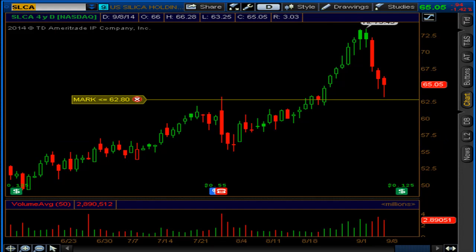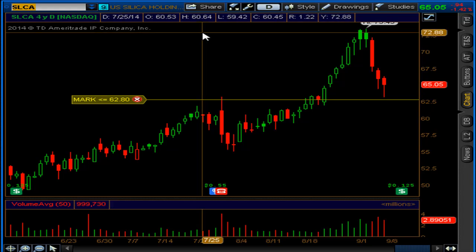Just wanted to share some of the setups that I called out in StockTwits today. It was an okay day, and there were a few trades that worked really nice, and a couple others were just kind of break-even trades. But we'll start out with SLCA.